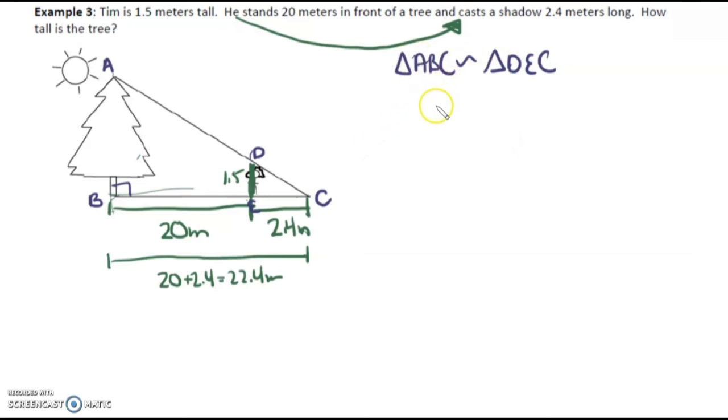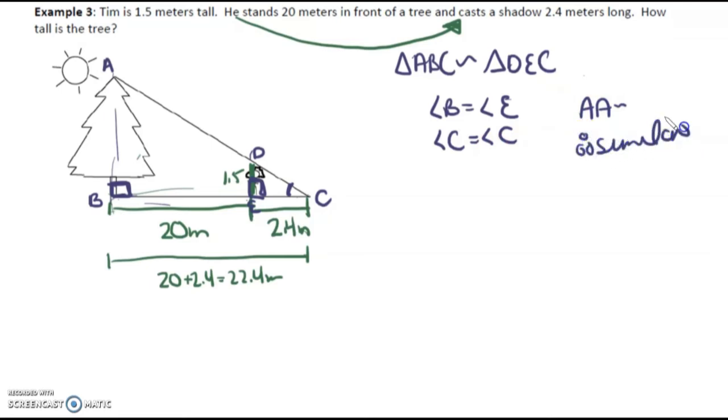To prove similarity, we can do angle, angle. We know that B and E are going to be the same because they're both 90 degrees, perpendicular to the ground. So angle B equals angle E. And they share angle C, so angle C, of course, equals angle C. Therefore, by the angle-angle theorem, these are similar. That means we can use similar triangles and solve for how tall the tree is.